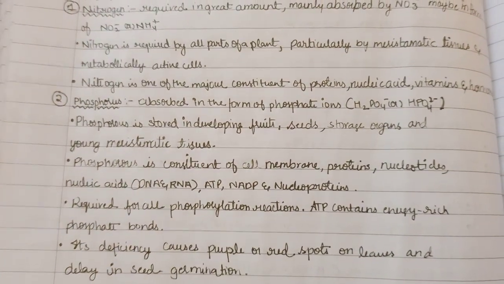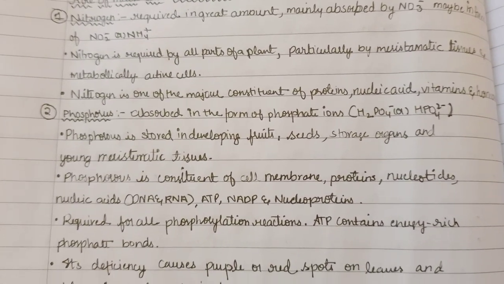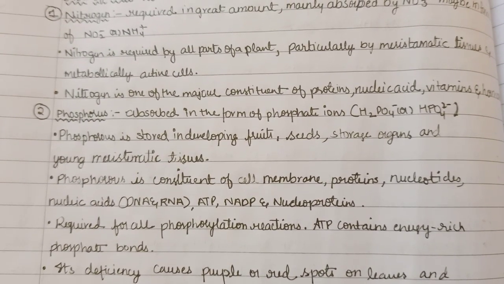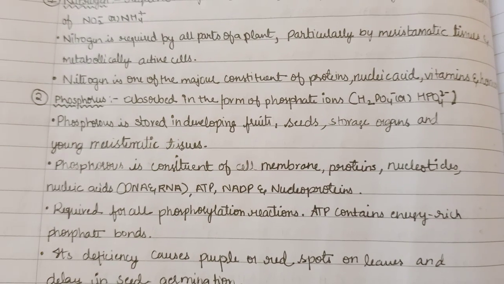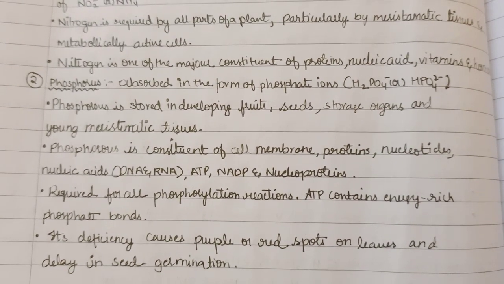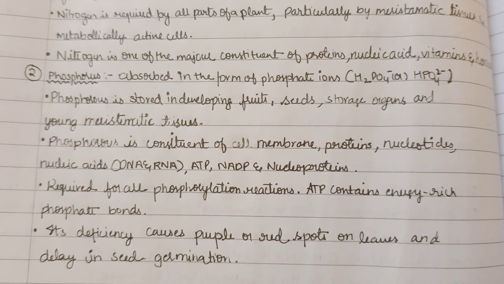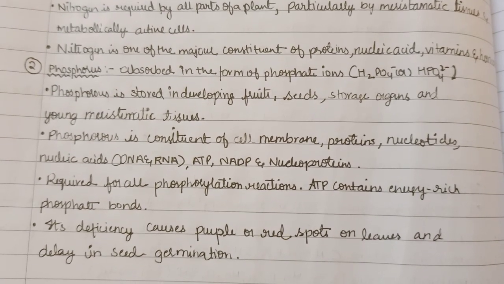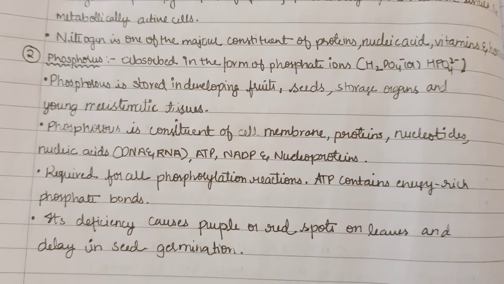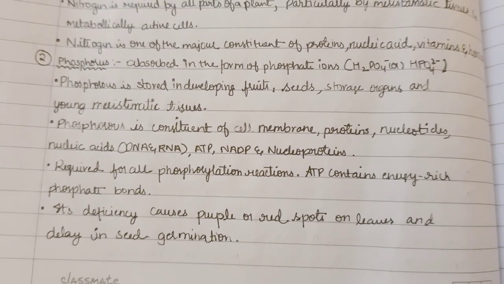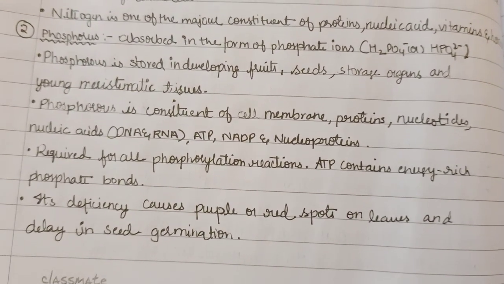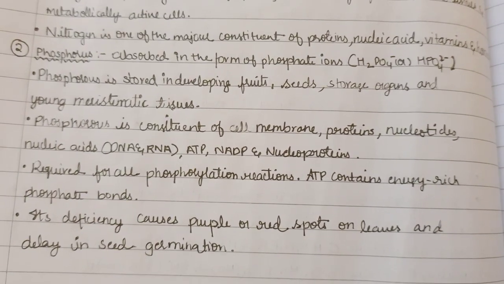Now the second nutrient is phosphorus, which is absorbed in the form of phosphate ions H2PO4- or HPO4 2-, where phosphorus is stored in developing fruit, seeds, storage organs, and young meristematic tissue. Phosphorus is a constituent of cell membrane, proteins, nucleotides, nucleic acids, DNA and RNA, ATP, NADP, and nucleoproteins. Required for all phosphorylation reactions. ATP contains energy-rich phosphate bonds. Its deficiency causes purple or red spots on the leaves and delay in seed germination.